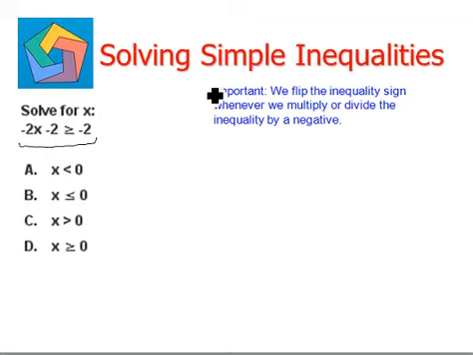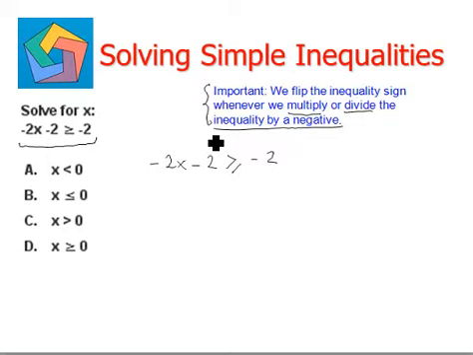But one important thing that we need to remember is this over here. We flip the inequality sign whenever we multiply or divide the inequality by a negative. This is very important for us to remember, that we flip the inequality sign whenever the inequality is multiplied or divided by a negative. Let's see the application in this example, that is negative 2x minus 2 is greater than or equal to negative 2.